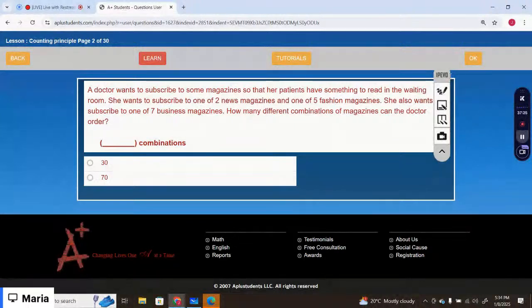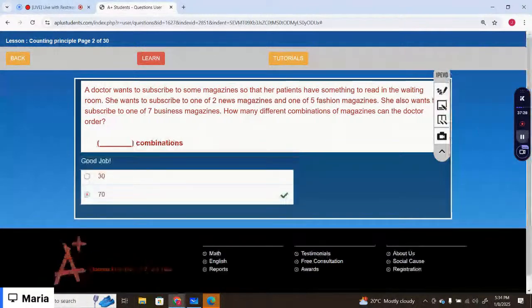The correct option is 5 times 2 times 7, that is 10 times 7 is 70. Option number 2 is the correct option.